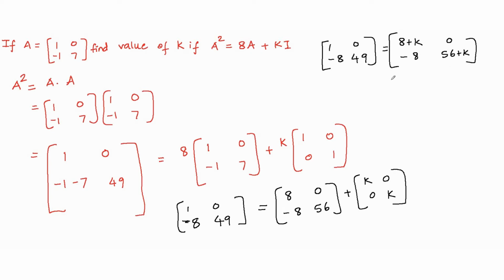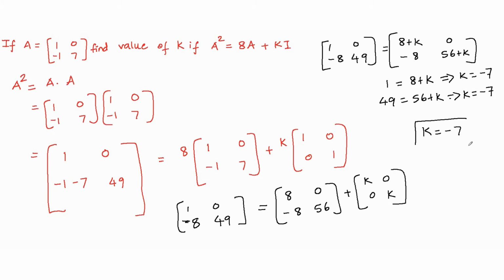So now I can equate the corresponding terms. I get 1 is equal to 8 plus k, and 49 is equal to 56 plus k, and this implies k equals negative 7, and this equation also implies k equals negative 7, which means k is equal to negative 7. Now the critical question is, what if both the equations didn't give us the same value of k?